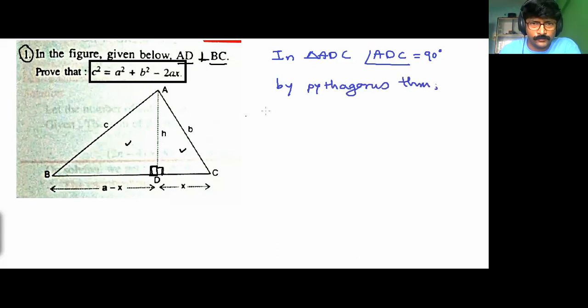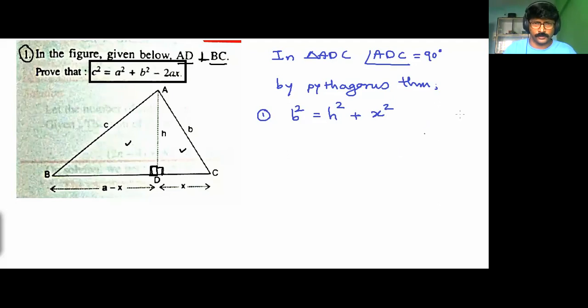What can we say? Statement number 1: b square, that is hypotenuse square, is equal to one side square, that is h square, plus x square. I am writing very slowly so that you all can understand perfectly. So hypotenuse square, which is b square, is equal to one side square plus other side square, isn't it? Now, after writing this, students, we'll have to choose another triangle.